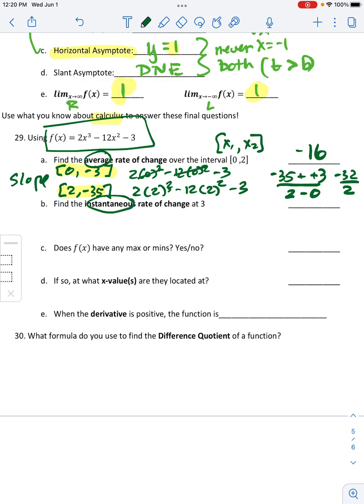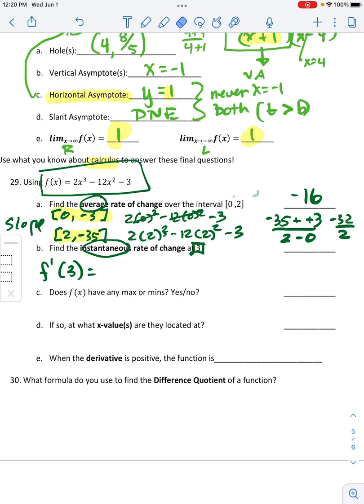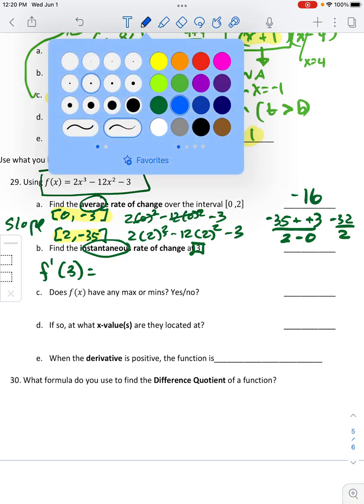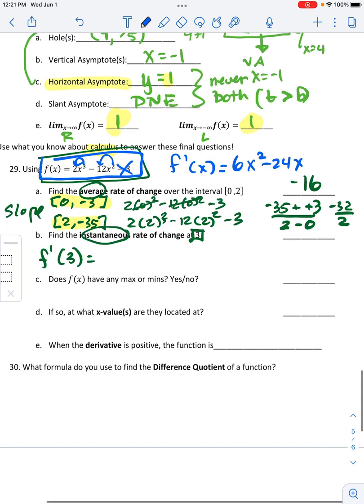Instantaneous rate of change is telling me to find the derivative's value at the number they gave me. Well, I can't do that unless I know the derivative. So let's revisit the problem. If this up here is the original function, its derivative will be 3 times 2, so 6, and then the power of x goes down by 1. 2 times -12 times x, and then the power goes down by 1, and then a constant disappears when you're doing the derivative. So here's what I have for a derivative.